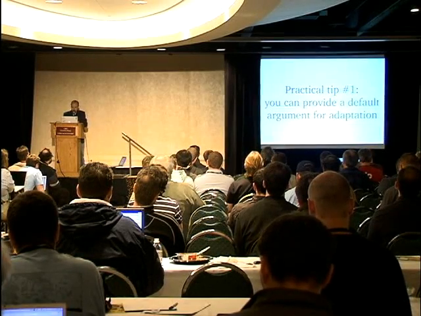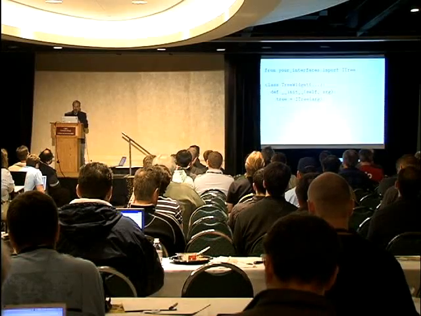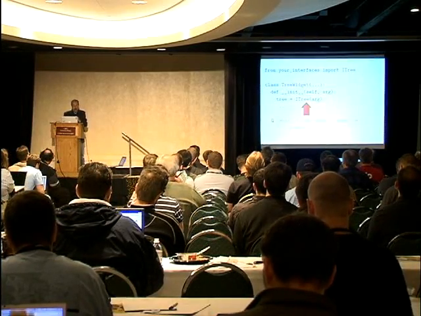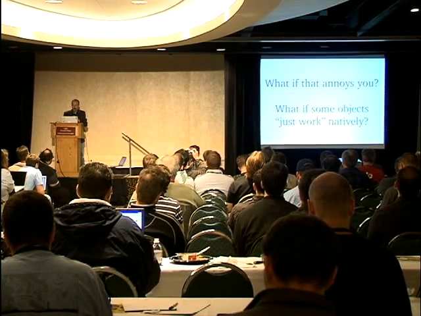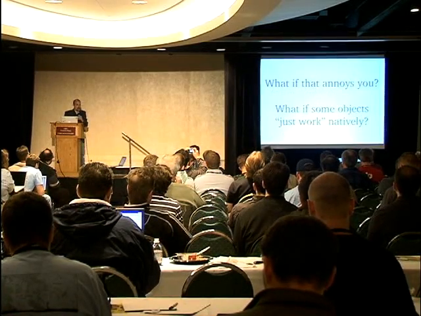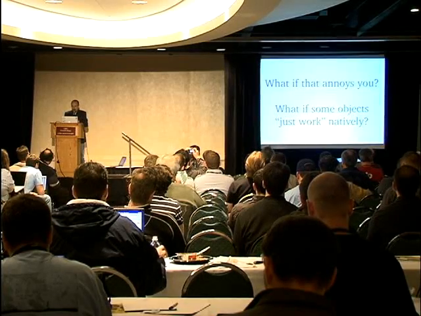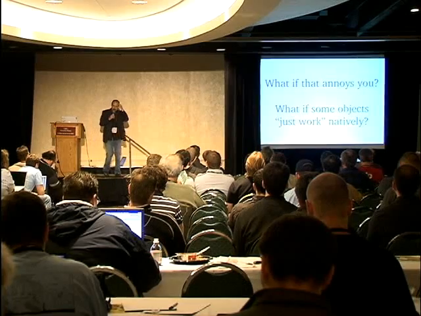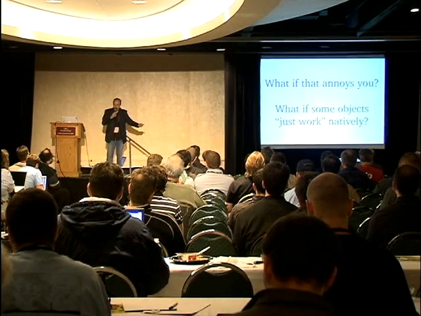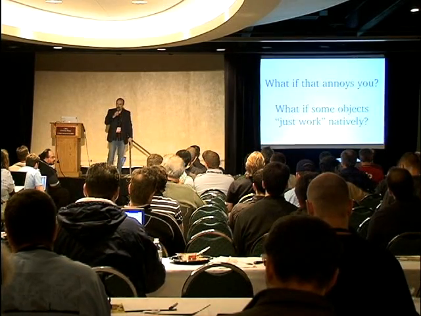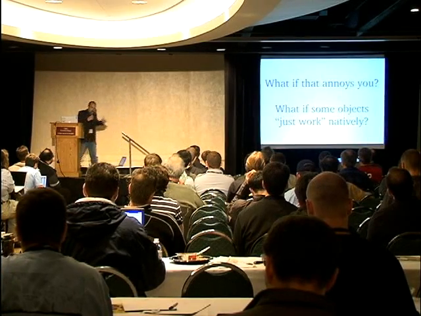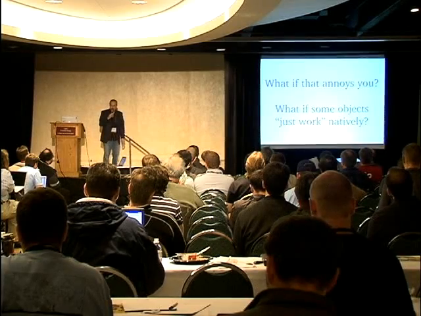First, you can provide a default argument for adaptation. This is useful because can you guess what ITree does if it doesn't know how to adapt arg? It throws an exception, just like trying to look up something in a dictionary that's not there. Now, what if that annoys you? What if you go home and you think, oh, I have this class I was about to add, and sure enough, I need to adapt it. Let me try that thing Brandon talked about in PyCon. But what if there are already 30 objects that already work?